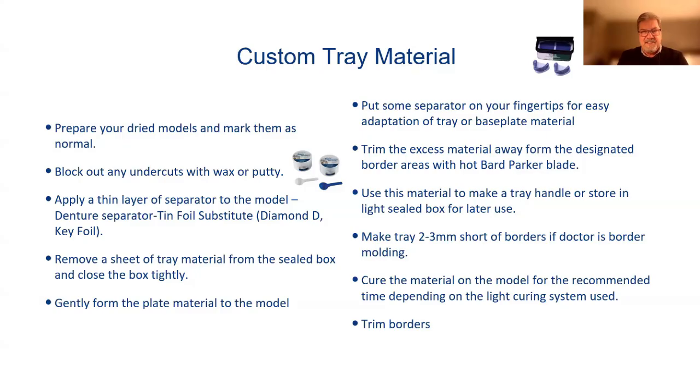And these are some of the techniques I've used. I prepare my dry models. I mark them as normal. I block out any undercuts with wax or putty. Then I apply a thin layer of separator, a tinfoil substitute. There's a lot of different brands out there. I like the Diamond D or the Key Foil material. I take that custom tray material and start adapting it to the model, and I put some separator on my fingertips, and I adapt the tray base plate material to the model. I'll trim away any excess material on any of the border areas, about 2 to 3 millimeters from the periphery, with a hot bar Parker blade.